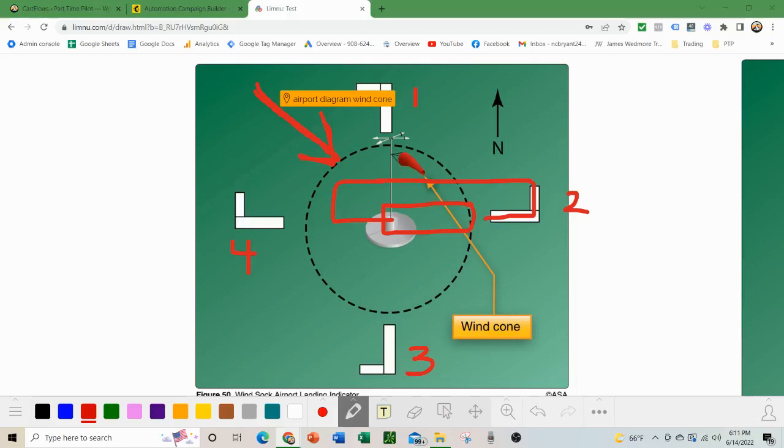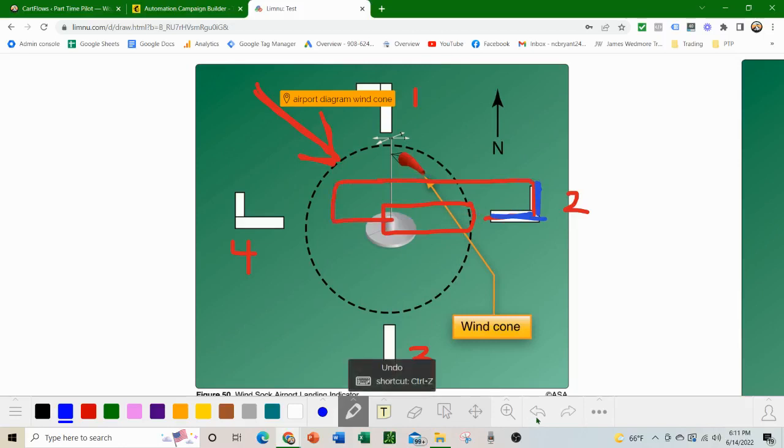So yes, right hand pattern, and the way we tell again is by visualizing this traffic pattern. It gives you the base leg and the final leg, and that's enough information to draw this whole traffic pattern, and you can see that it's only right turns. All right, so what about runway 3?